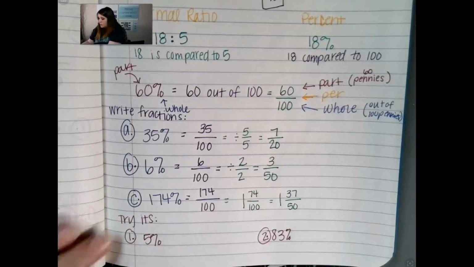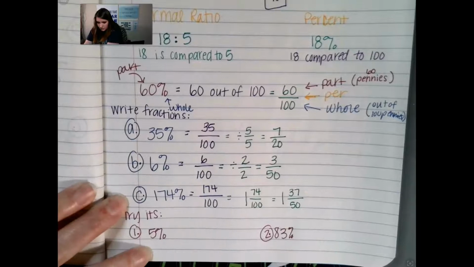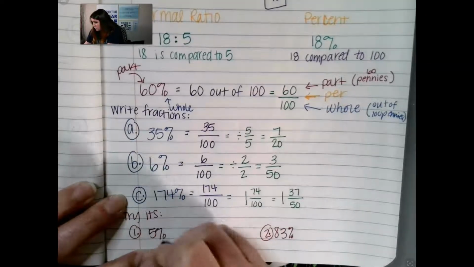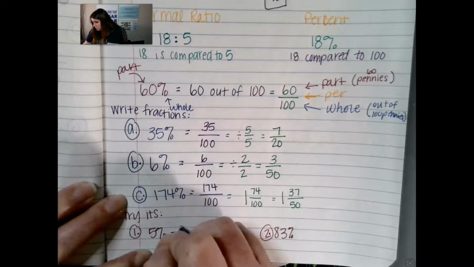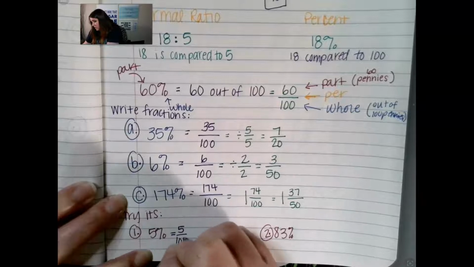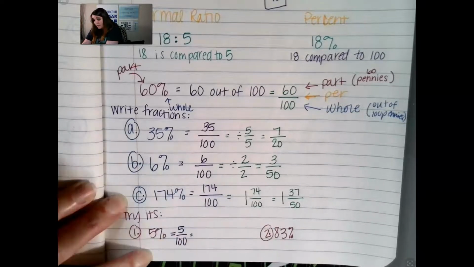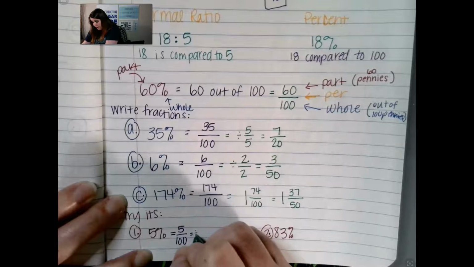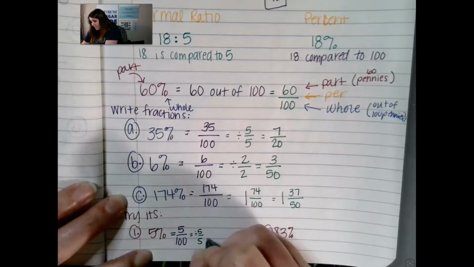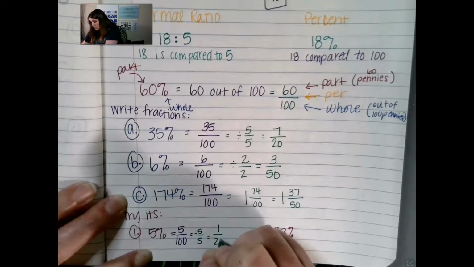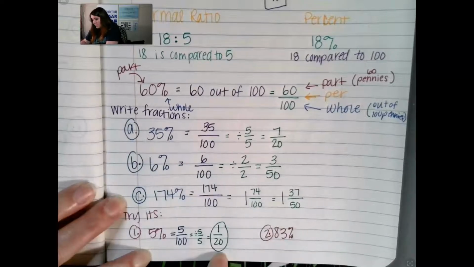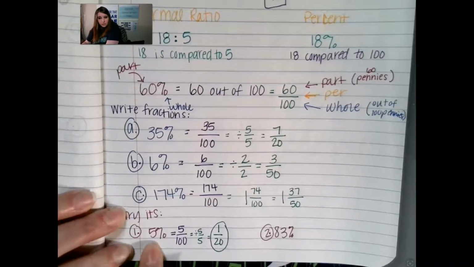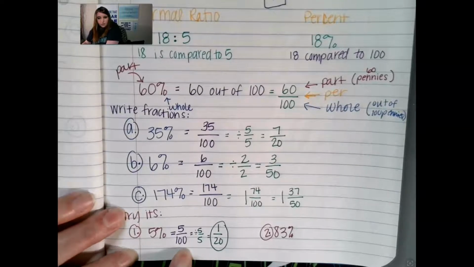Here we go. So, let's just keep doing the same color so I don't confuse you. So 5% is equal to 5 over 100. And then I can divide this down by 5 over 5. And I get 1 over 20. This is equivalent to this, which is equivalent to this.